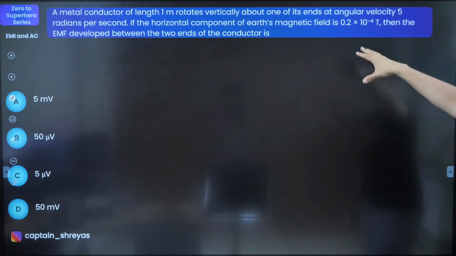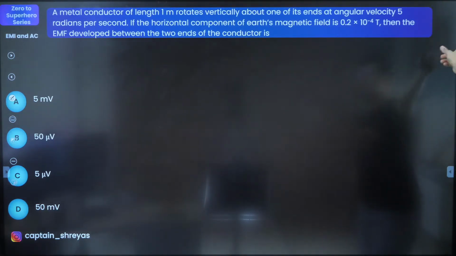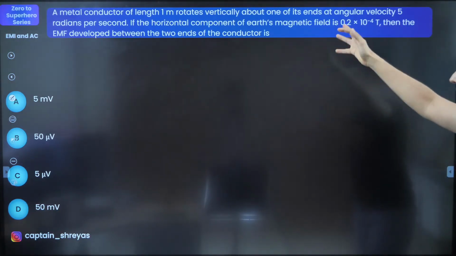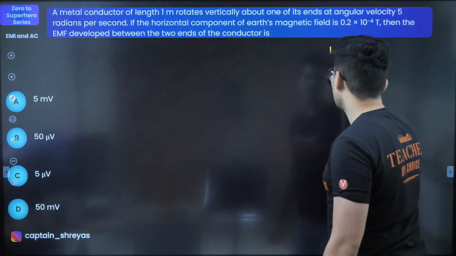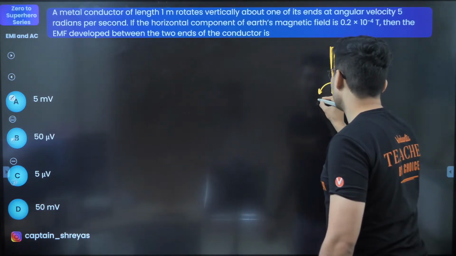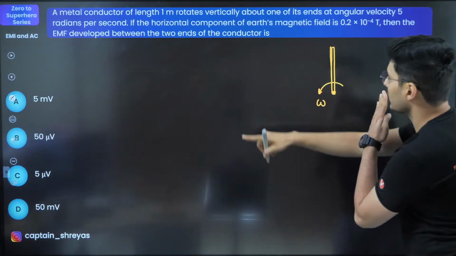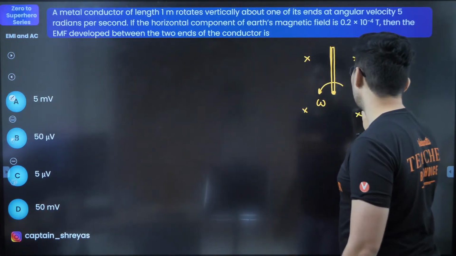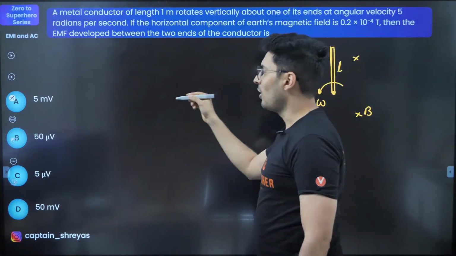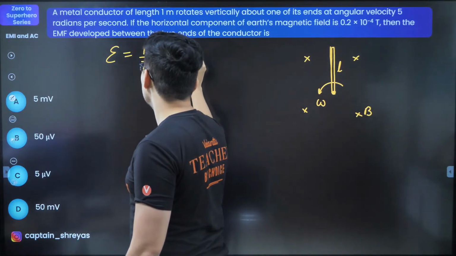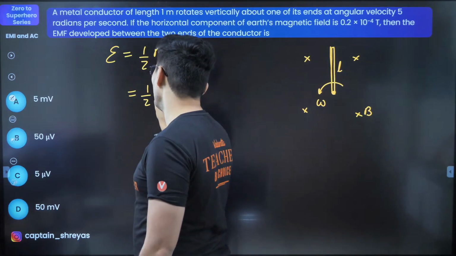A metallic conductor of length 1 meter rotates vertically about one of its ends with angular velocity this much. If the horizontal component is this much, then EMF developed across the ends is. So there is a rod and it is hinged here. It is rotating like this in the vertical plane. Horizontal component of the Earth's field is also given. Guys, come on. This is simple. EMF, I just told you, it is half B omega L square. B is known.